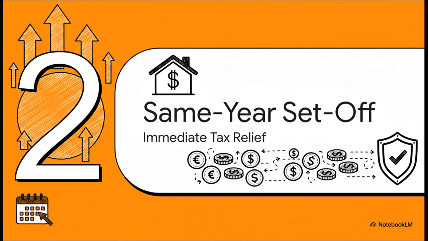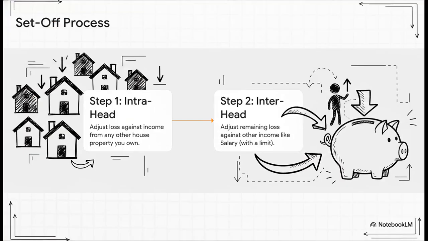Let's start with the immediate fix. What can you do with this loss right away, in the very same tax year it happened? Think of this as your first line of defense when you're planning your taxes. The whole process, which is laid out in Section 109, has to be done in sequence. Step 1 is what we call an intra-head set-off. This is where if you own more than one property, you can use the loss from one to cancel out the income from another. Simple enough.